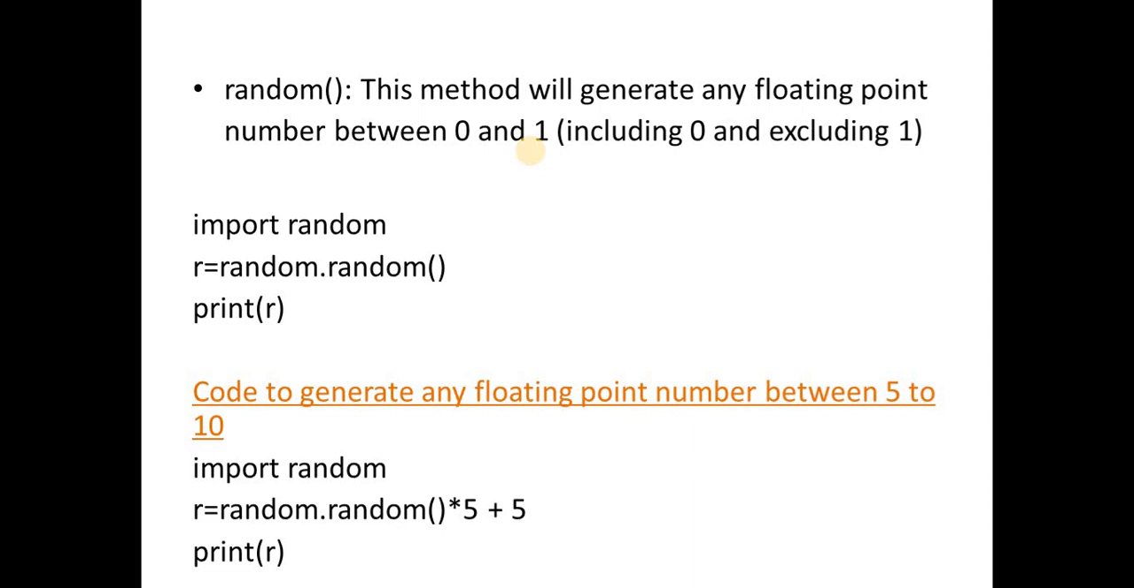5 is not included. Definitely 5 will not come, because the random function will generate only between 0 to 1. It will not generate 1. It excludes 1. So the number which comes up is 0 to 4.999, something like that. Plus 5 automatically gives you the number between 5 to 10. This is simple logic we have put here to generate a floating point number between 5 to 10. This is only an example of how we can use these random functions in the given programs which may come in our exam.